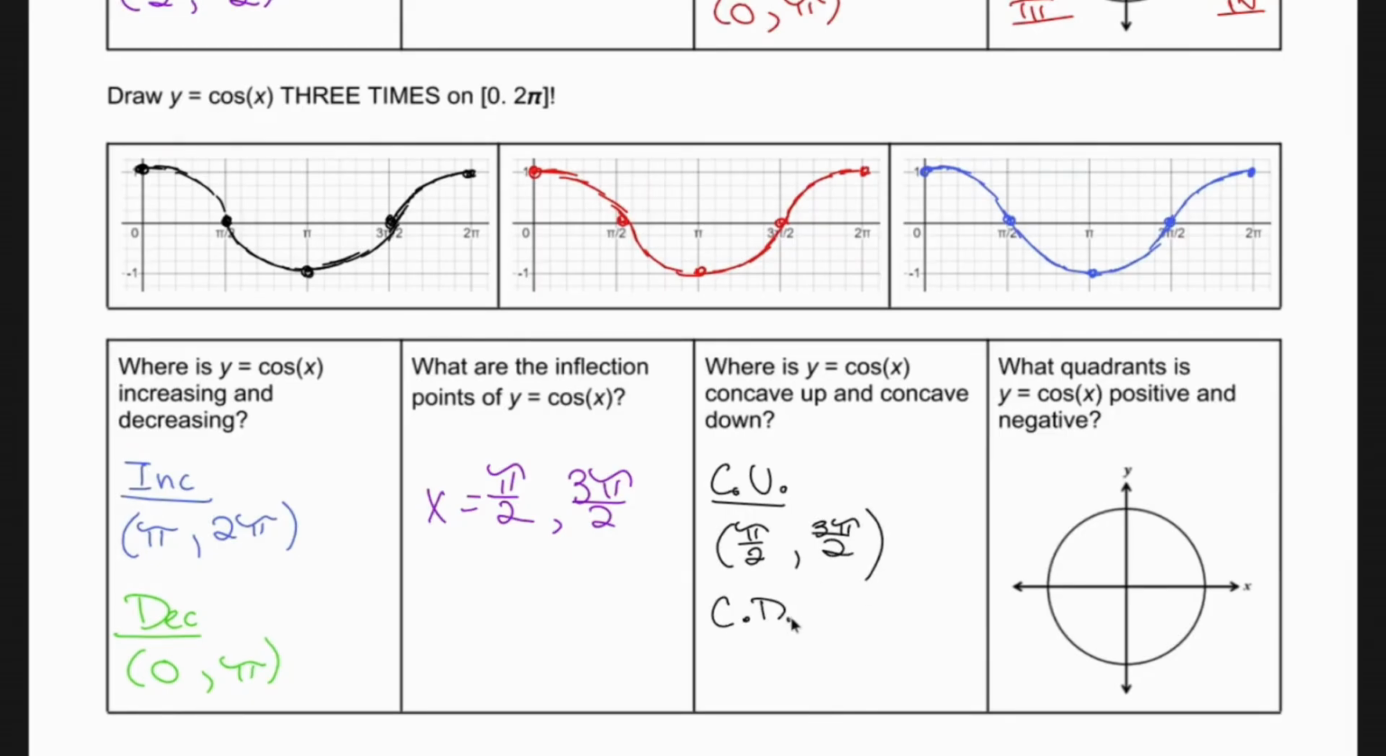Where is it concave down? It starts out concave down at 0, hits an inflection point at pi over 2. Don't include either of those. Actually, we can include 0, so we will. It goes concave up for a little bit, and then begins being concave down again at 3 pi over 2, all the way to 2 pi, and we can include 2 pi.